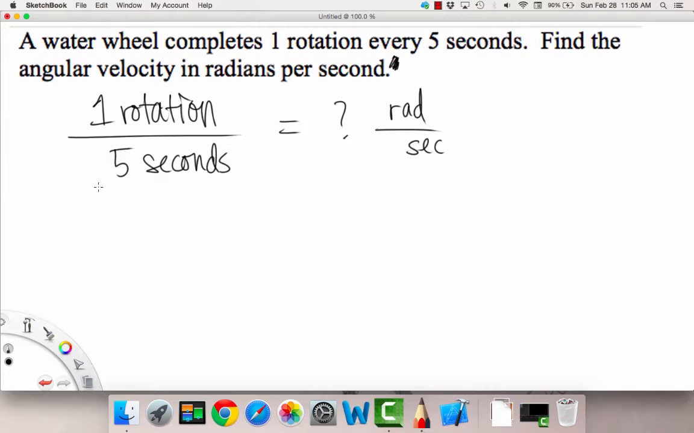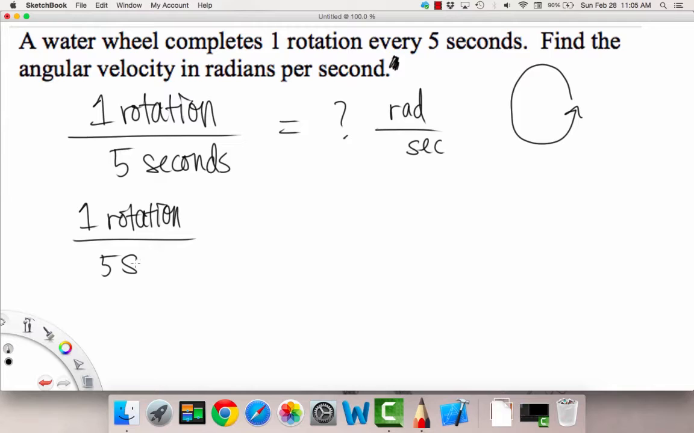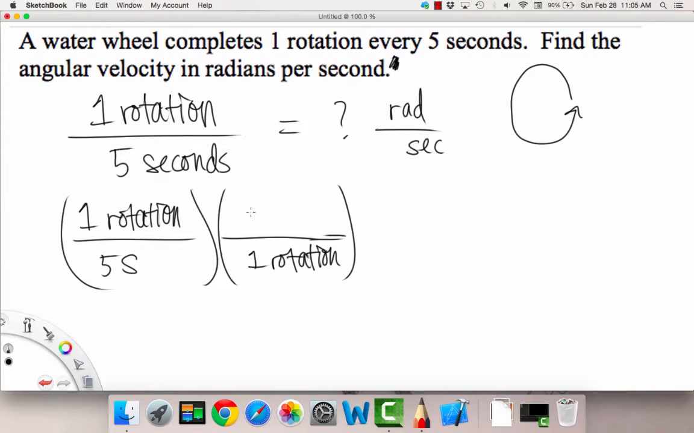One rotation just means one full trip around a circle, which in radian terms we can translate using a conversion factor. If we have one rotation or one revolution, you can hear either one, over 5 seconds, we use the conversion factor because we want to cancel out rotation units, so we put that on the bottom. One rotation is equal to 2 pi radians, and we don't have to write radians because they're technically unitless. If we cancel those out, we just get 2 pi over 5 seconds.